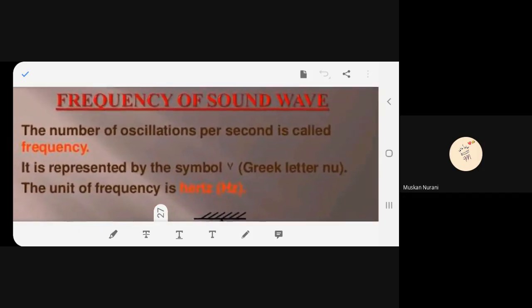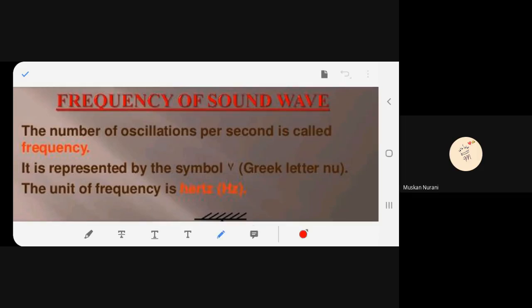Something new that you are going to learn in this chapter is the frequency of a sound wave: the number of oscillations per second. I already taught you what an oscillation is. Now we have to find out the number of oscillations per second. That is called frequency. The symbol is the Greek letter nu. This is how you have to write the frequency. The unit of frequency is hertz, otherwise called Hz. You have to remember all these things, okay?